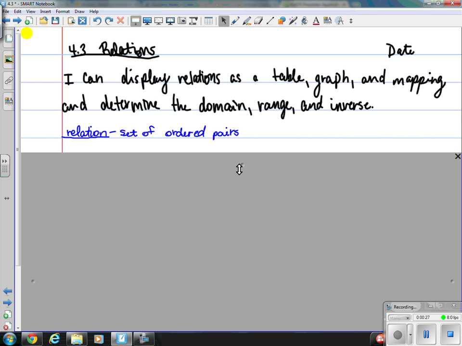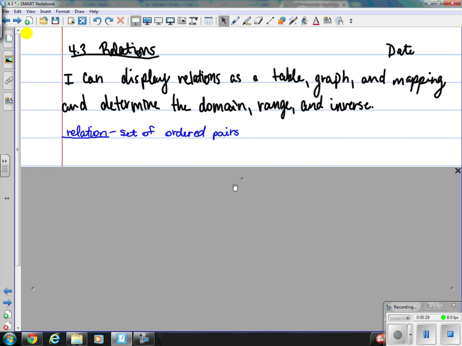So to start us off, I have a couple of definitions. Our first definition is relation. So a relation is a set of ordered pairs.